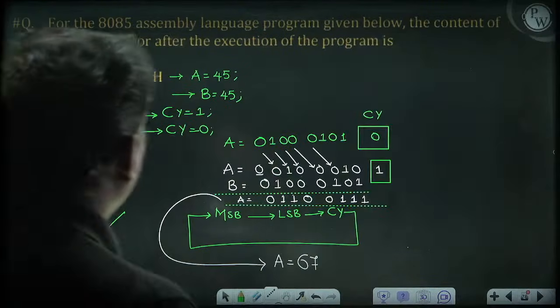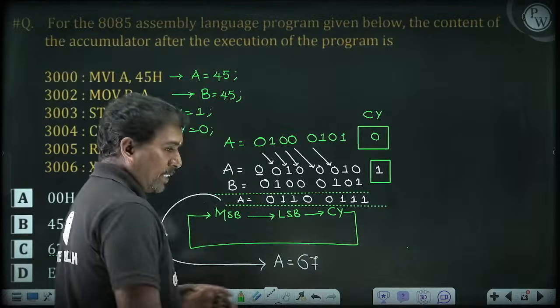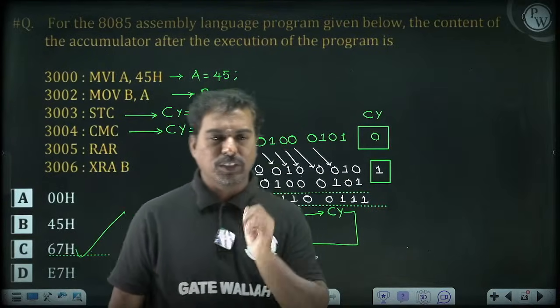Okay. So very interesting instructions. So try to understand these instructions. Very, very interesting instructions.